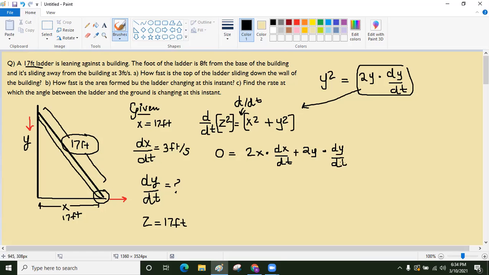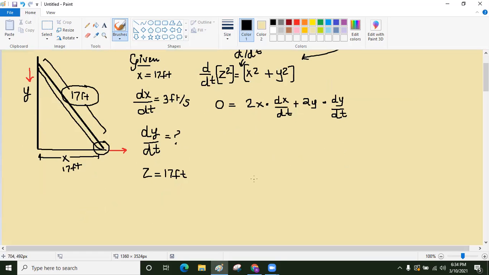And again, let's simplify this further so that we don't need to do too much work. If we were to divide both sides by 2, then our 2's would cancel out. We would still have 0 on the left-hand side, but those 2's would cancel out. So we'd really be left with something like this.